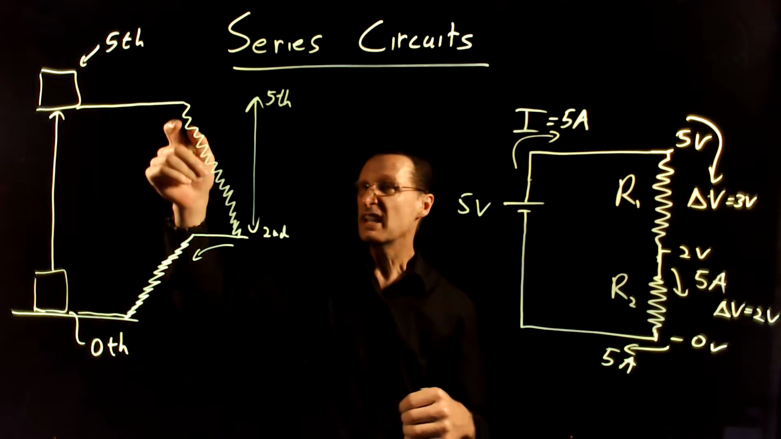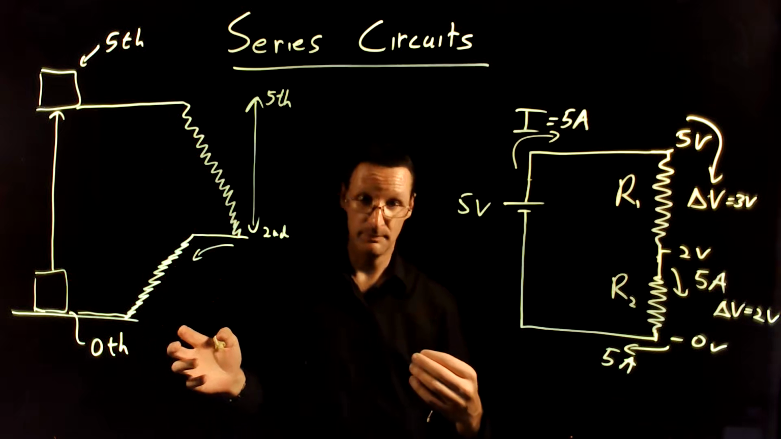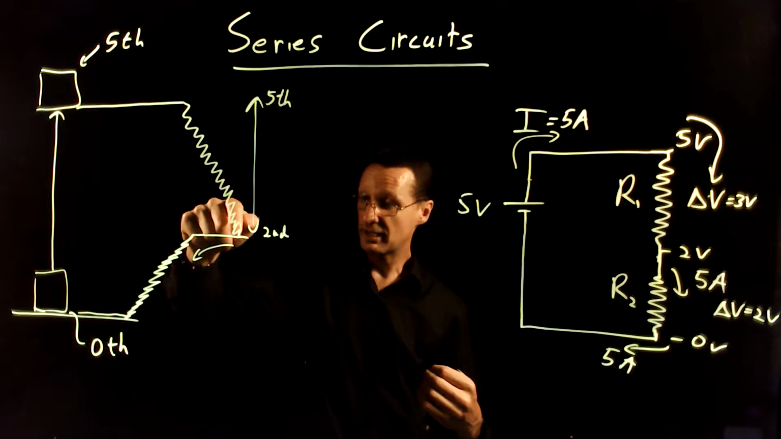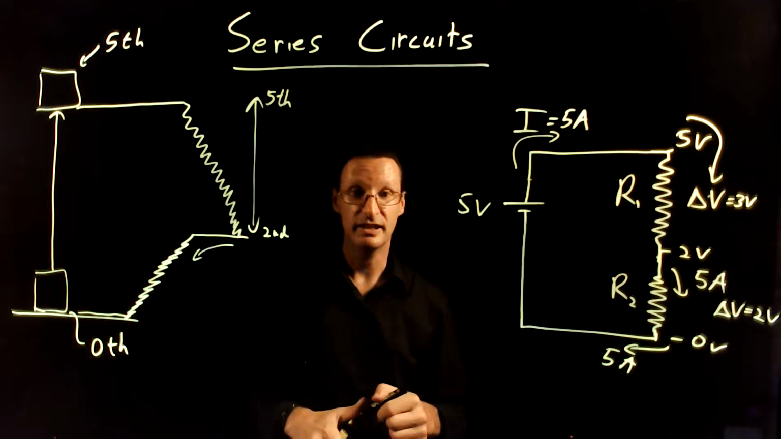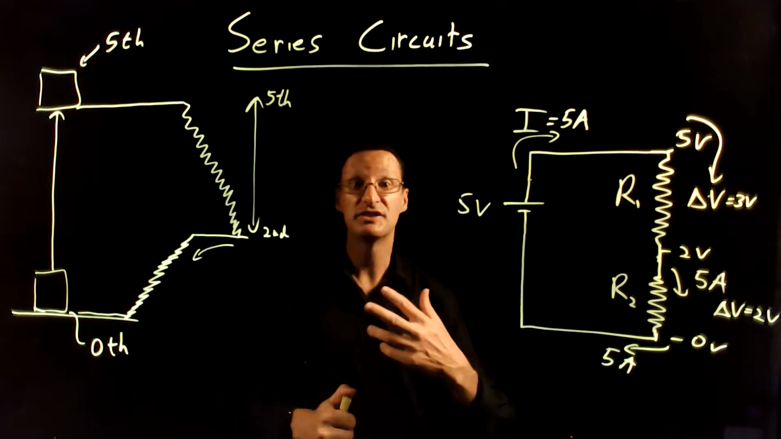That's the current. And the number of people going down each staircase must be the same. Same number that come down the first staircase also go through the second staircase. Okay? Hopefully this helps you understand series circuits a bit better with voltage and current.